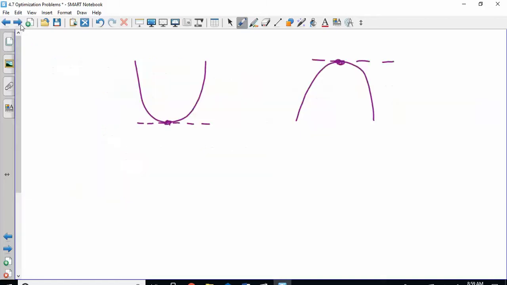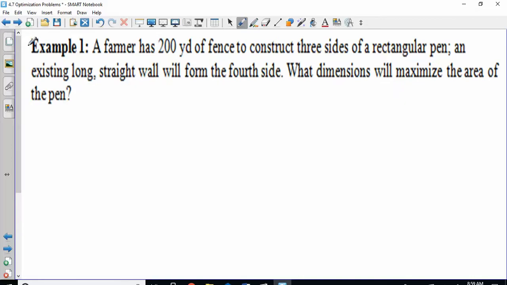So let's look at a problem. A farmer has 200 yards of fence to construct 3 sides of a rectangular pen. An existing long straight wall will form the 4th side. What dimensions will maximize the area of the pen? So what should we do? Picture. Okay, so we have a wall, and we are going to put this pen around it.